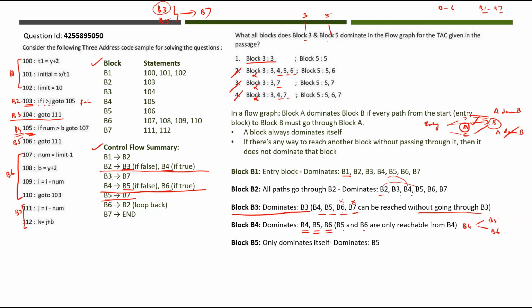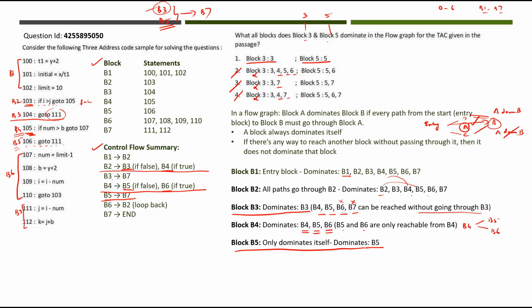What about block 5? Block 5 is actually 106, which is again a go-to statement. Again, it need not go through block 5, it may go through block 3. You have to consider the possibilities. Since you have told block 5 to be the reason for not telling B3 dominates B7, you cannot rule this out. There is a possibility from here itself you can go to B7 without entering block 5. When there is a possibility, it dominates only itself, so only B5 is getting dominated here. This is also being asked in the question. So block 5 will dominate only block 5.